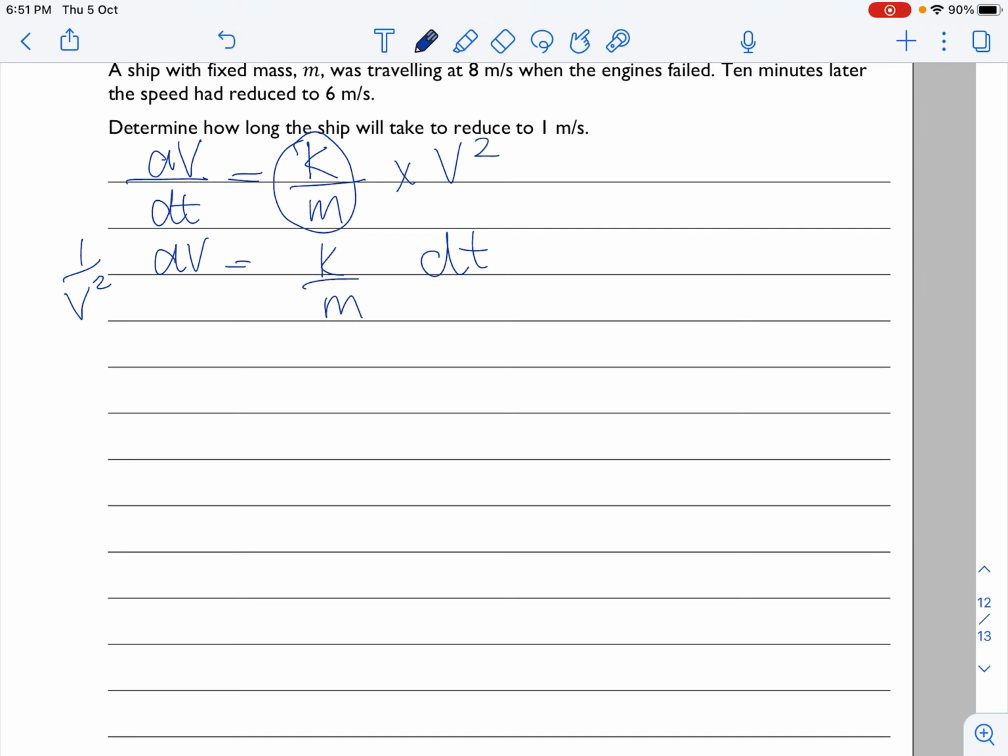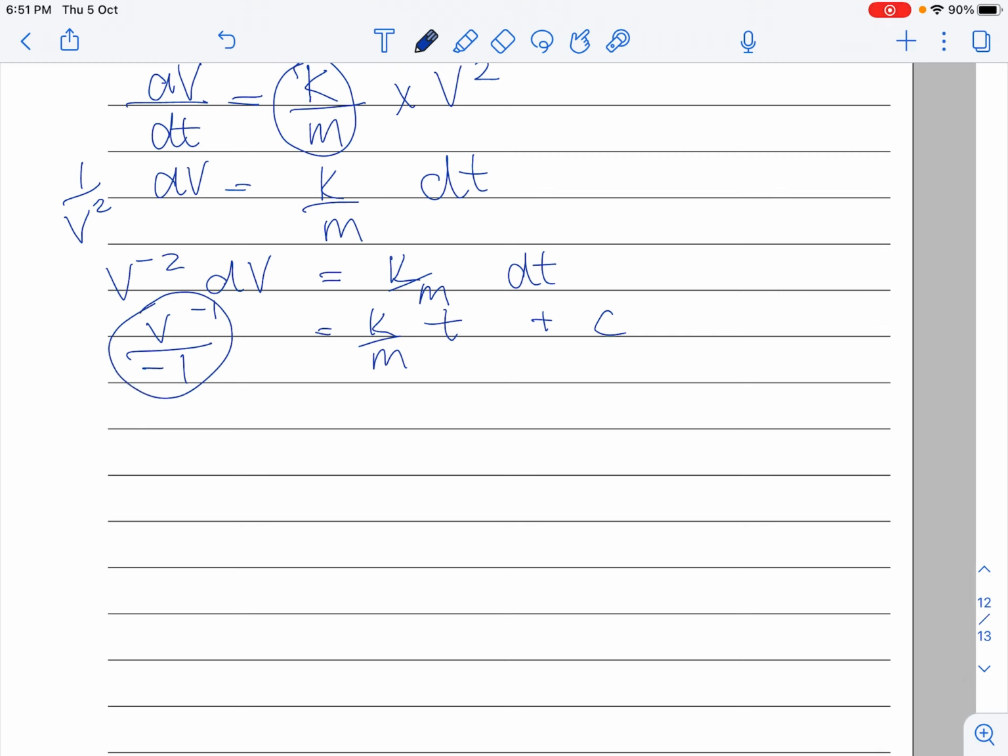Okay. So when we integrate that, we're going to bring it up to the top line. So v to the -2. So k over m is just a number, remember. So when we integrate that, that's going to be v to the -1 over -1 equals k over m, and because we're integrating with respect to t, we just put a t at the end of it, and we're just going to put plus c. Okay, we'll tidy this bit up. So v to the -1 just means the v belongs on the bottom line, and because of the -1, we're just going to put a negative out the front.